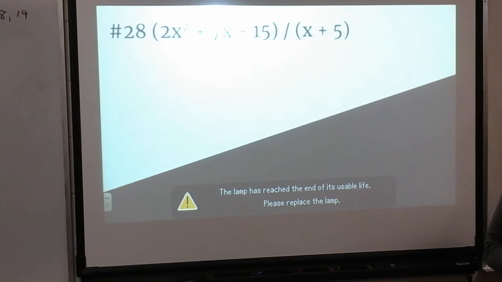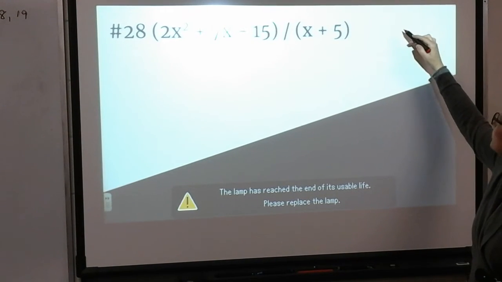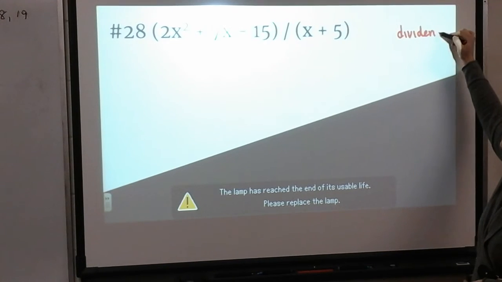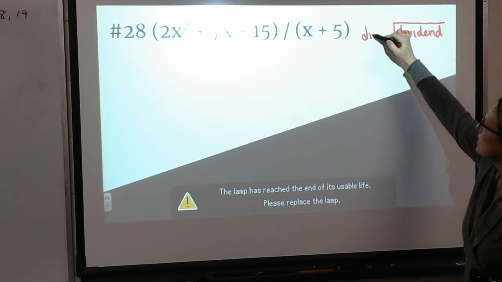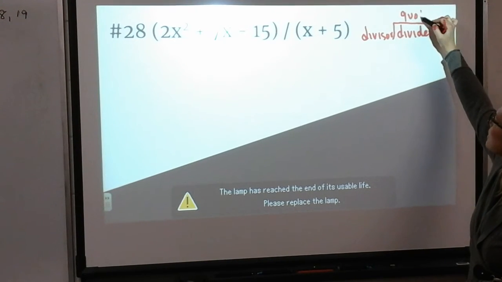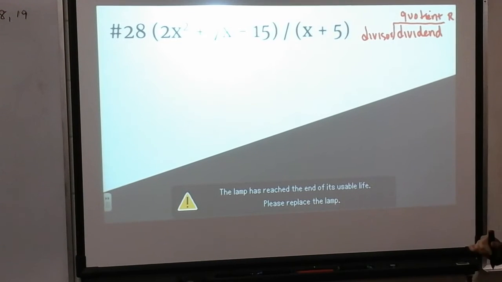So the way synthetic division works is you're going to take your dividend and your divisor and find a quotient. So if you remember from when you first learned division, the dividend is what's under the division bar, your divisor is what's getting divided in, and your result is your quotient. And you might have a remainder.